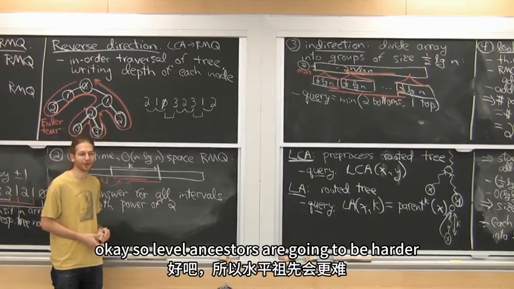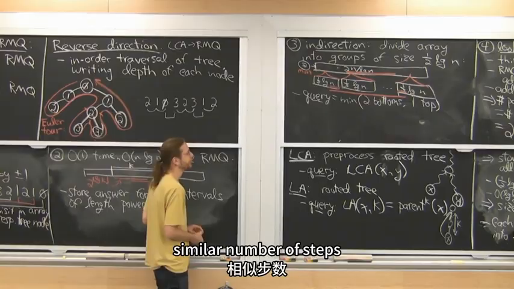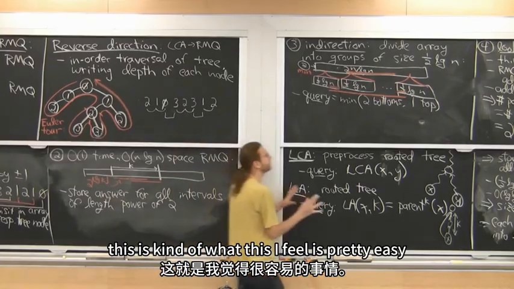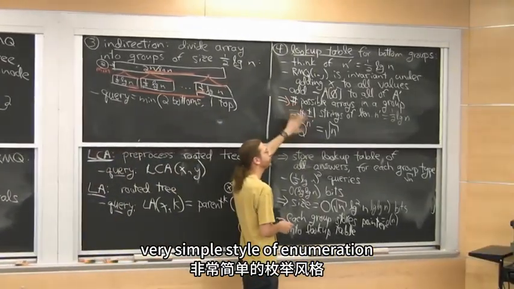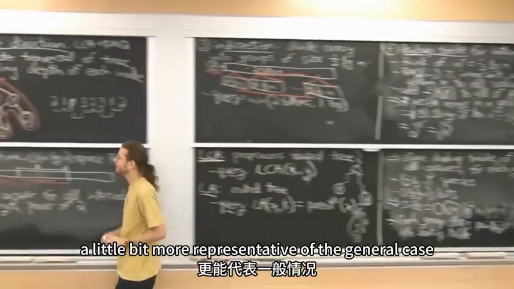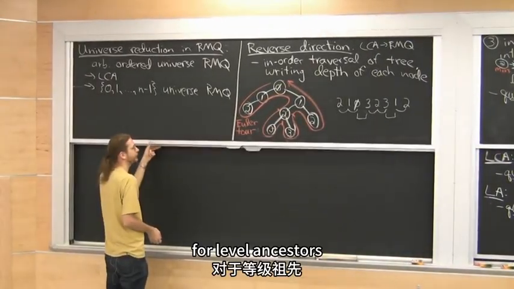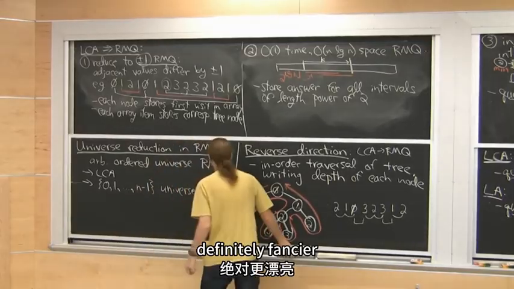Level ancestors are going to be harder. A little bit harder. Similar number of steps. I'd say they're a little more clever. This, I feel, is pretty easy. Very simple style of indirection, very simple style of enumeration here. It's going to be a little more sophisticated and a little bit more representative of the general case for level ancestors. Definitely fancier.